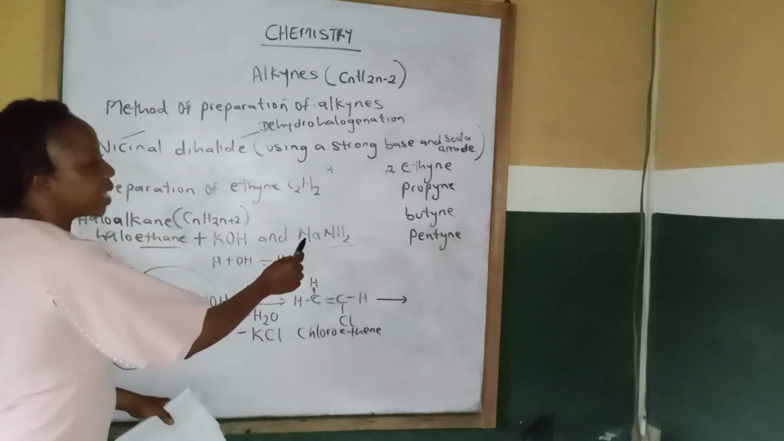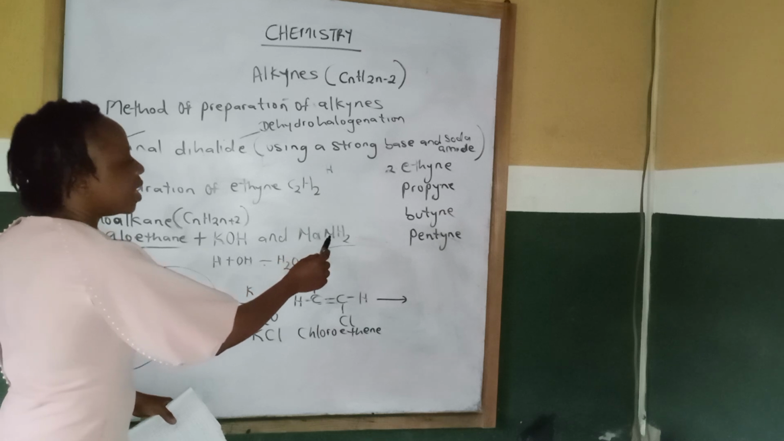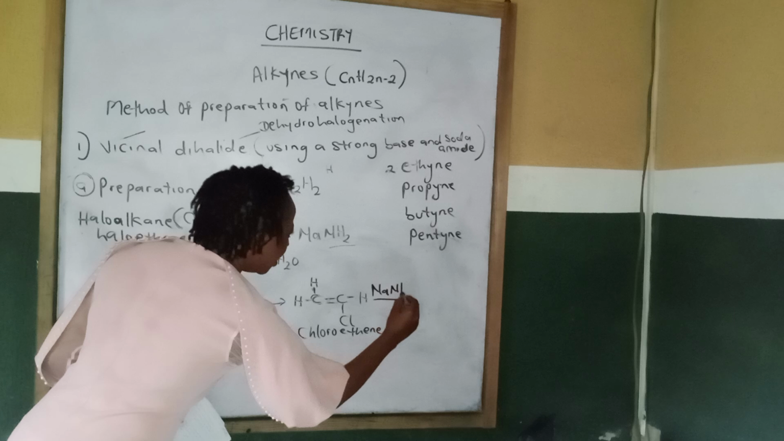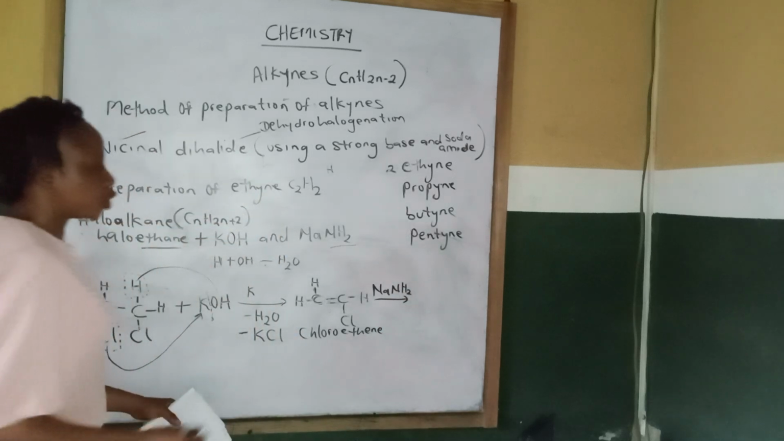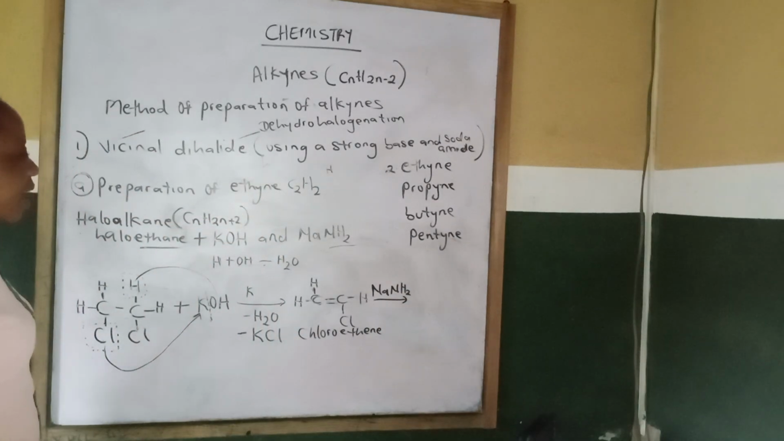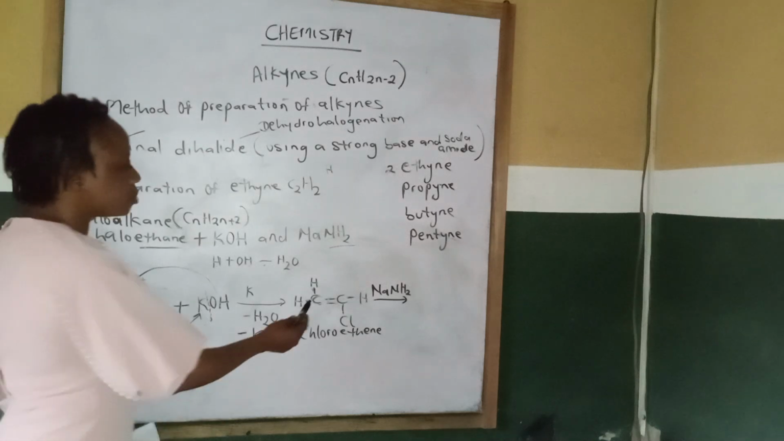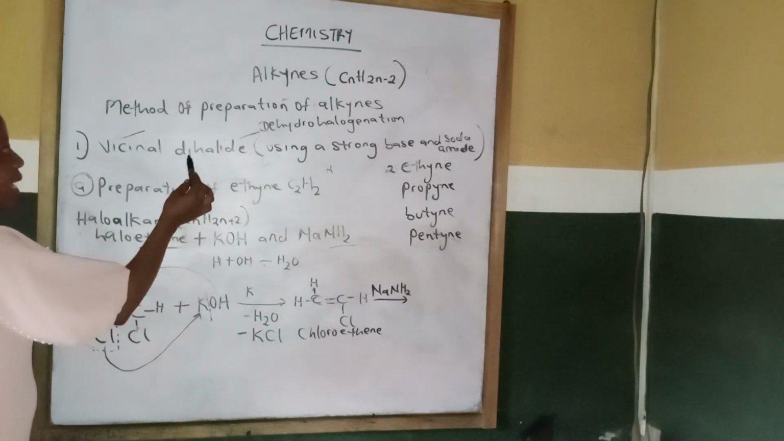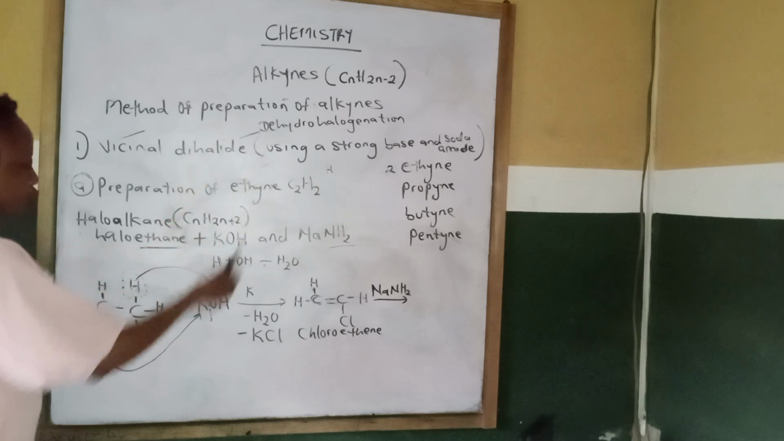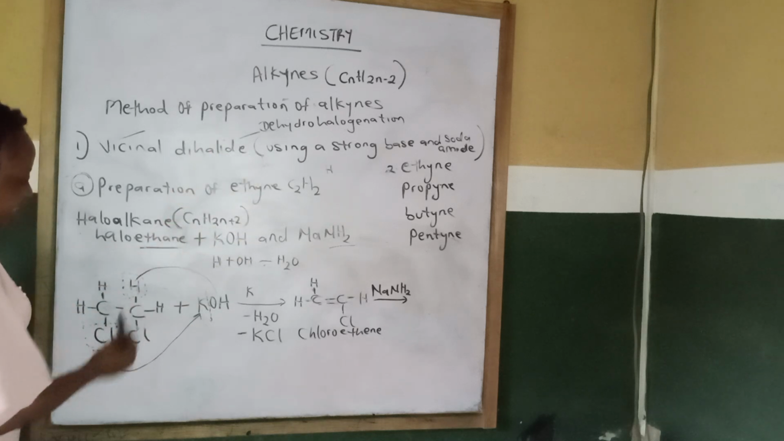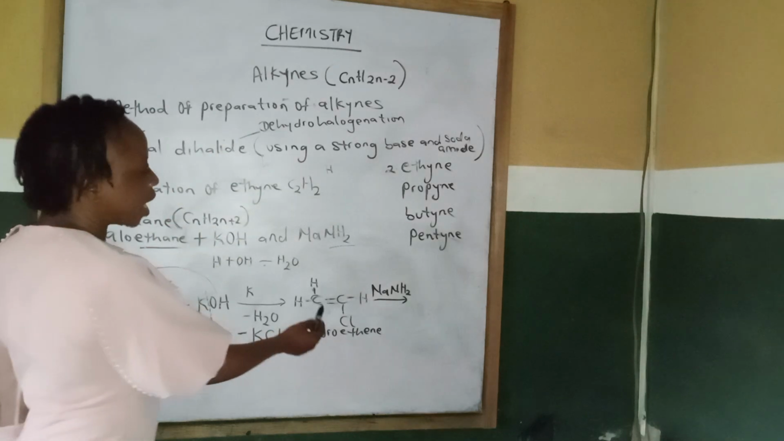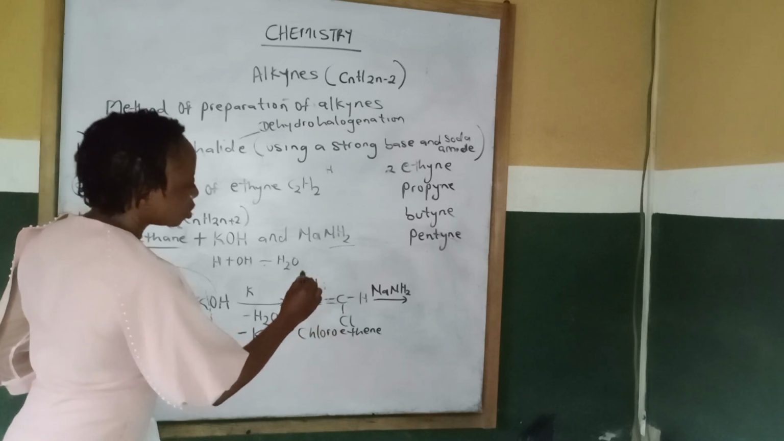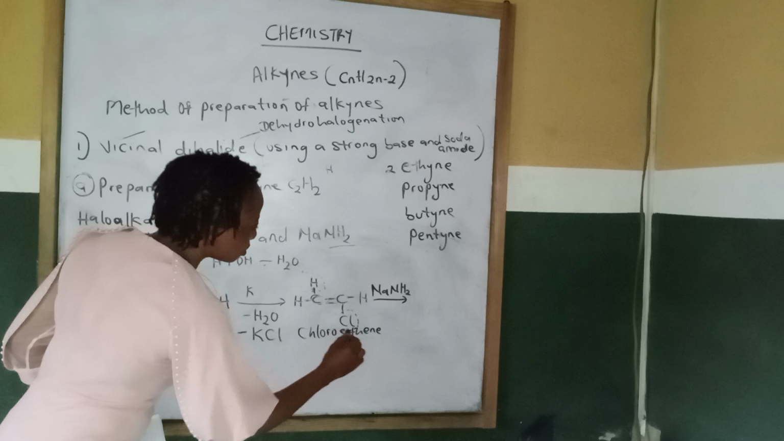So the next one, we are going to add our what? Our sodamide, that is NaNH2. So let's add NaNH2 to this structure. So from the second one now, we have removed one halide from here. Don't forget that we are removing 2 halide. That means 2. So we have removed one HCl here. So we are going to remove another HCl.